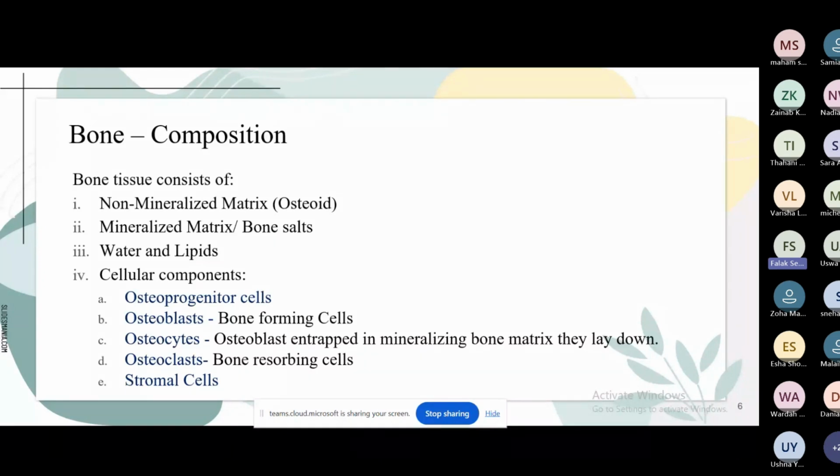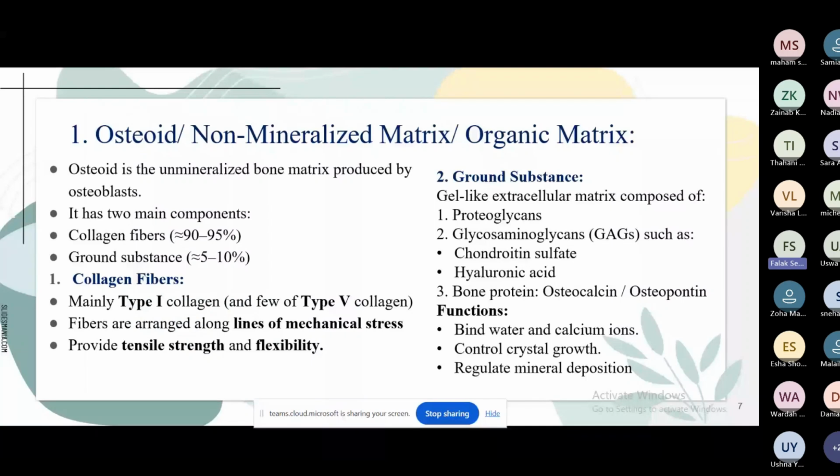Now let us discuss each one by one. First, coming to the osteoid or the non-mineralized matrix, the organic component of the bone. It has two main components, right? It's composed of the collagen fibers, comprising approximately 90 to 95% of the whole structure, and 5 to 10% of the ground substance. It's very important that you should know that mainly type 1 collagen fiber and a small amount of type 5 collagen fibers are present in the bone. These fibers are arranged along the lines of mechanical stress, and they are responsible for the tensile strength and flexibility.